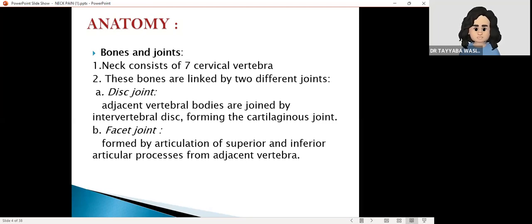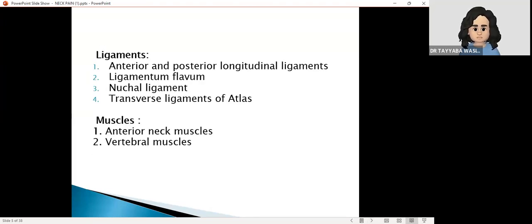The disc joint is formed between two vertebral bodies by the intervertebral disc. This is a cartilaginous joint. The next joint is the facet joint, which is formed between the superior and inferior articular processes of two adjacent vertebrae. Next come the anterior and posterior longitudinal ligaments, the ligaments that are important with reference to the cervical vertebrae and neck pain.